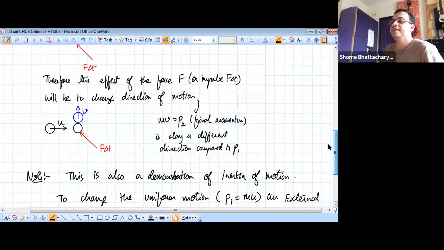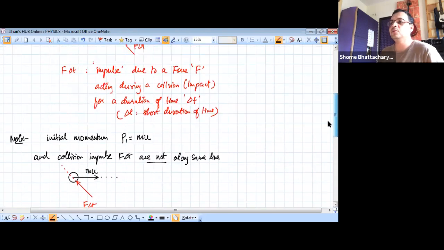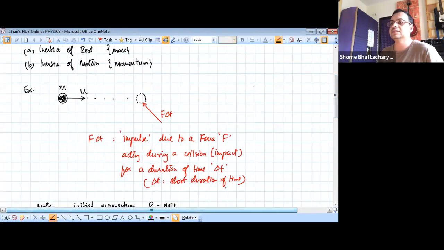So in other words, when we apply external force on a body which is already in motion with a certain momentum, it may not only change the magnitude, it can also change the direction of motion. So this is another example of the property of inertia of motion from what we were discussing yesterday. So these 2 points were noted down yesterday. Additionally, note down this example. This is another example of the application of the concept of inertia. So just make a note of this, people.